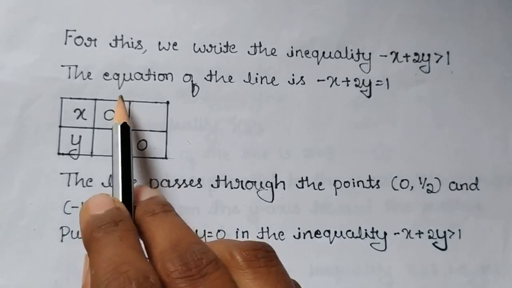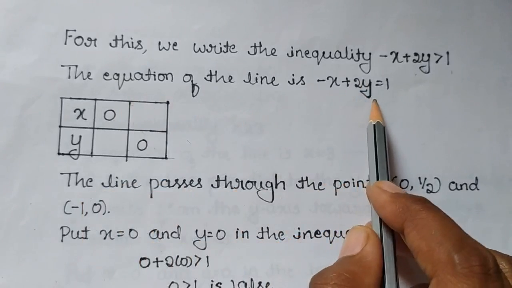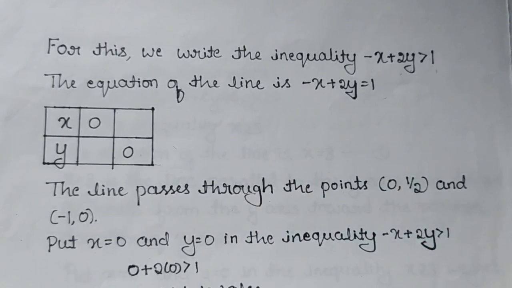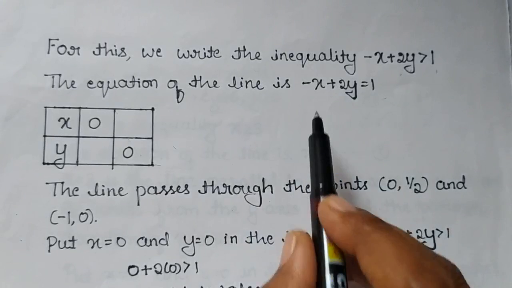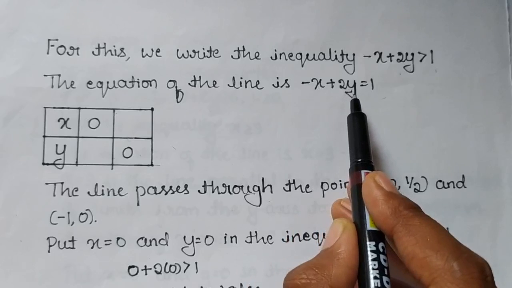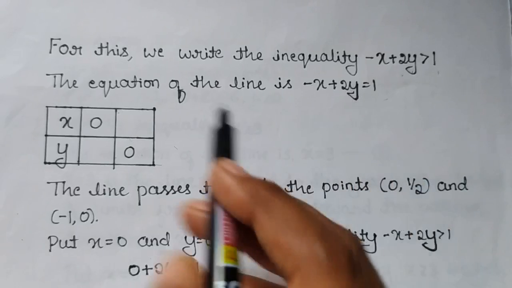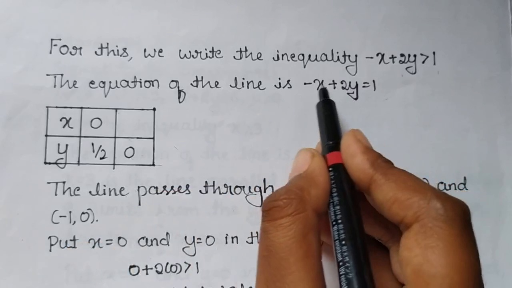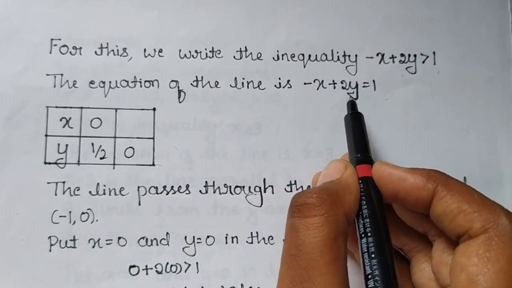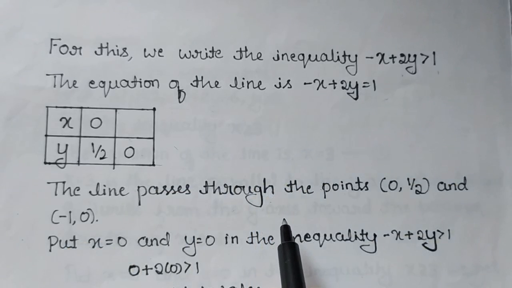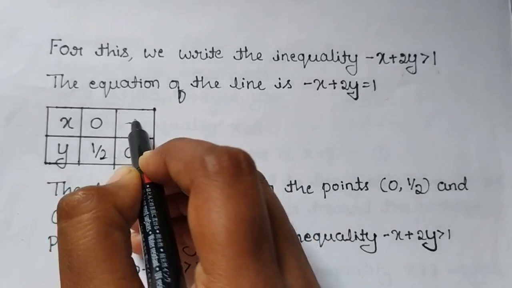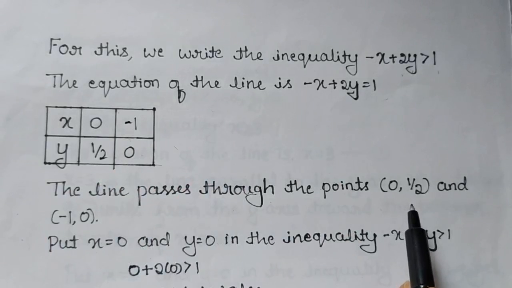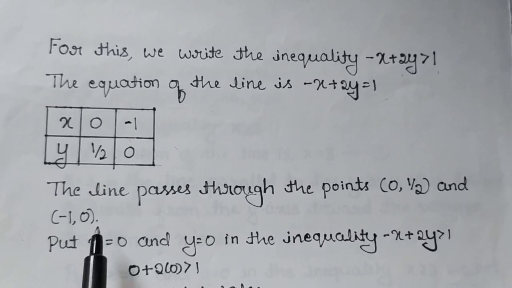The first step is equation of the line is minus x plus 2y is equal to 1. To find the points, substitute x as 0 in the equation. If x is 0, the equation becomes 2y is equal to 1, y is equal to 1 by 2. Put y as 0, we get minus x plus 0 is equal to 1, minus x is equal to 1, that is x is equal to minus 1. Therefore, the line passes through the points 0, 1 by 2 and minus 1, 0.